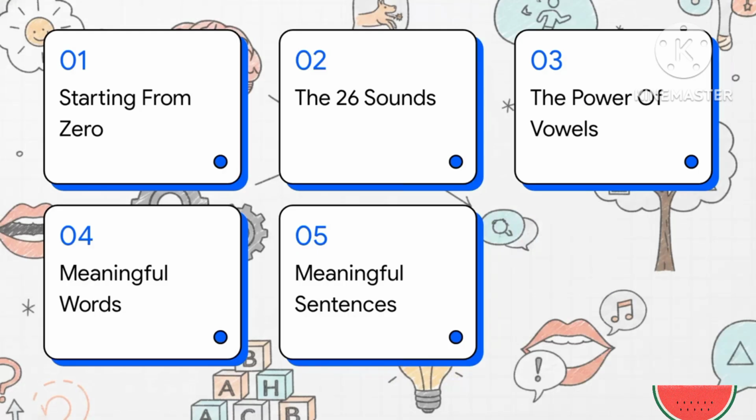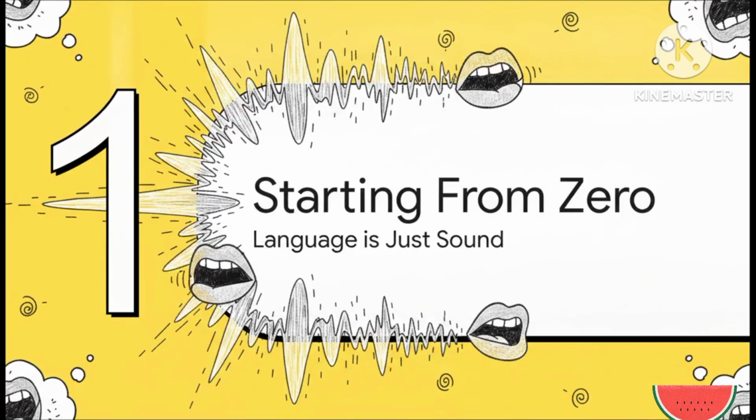Okay, let's dive into this roadmap. First, we're starting from zero. Then we'll look at the 26 sounds, followed by the power of vowels. After that, we'll see why words must have meaning, and finally, building meaningful sentences. As you'll see, we are going to logically and predictably break down the language into totally bite-sized pieces. Part 1. Starting from zero.